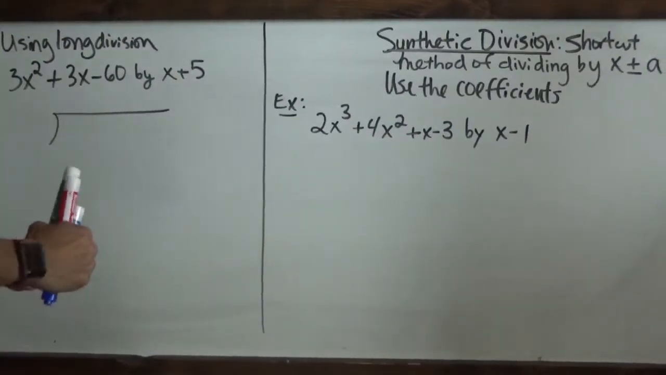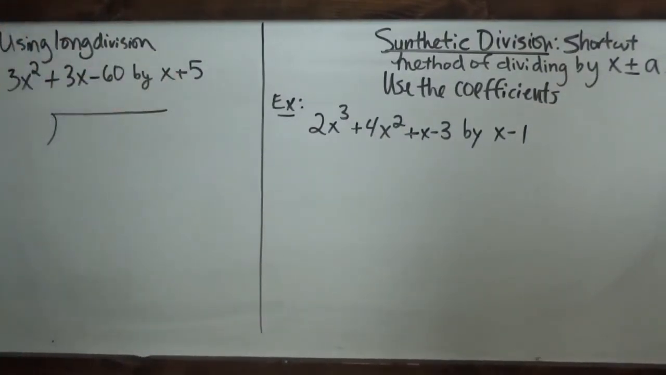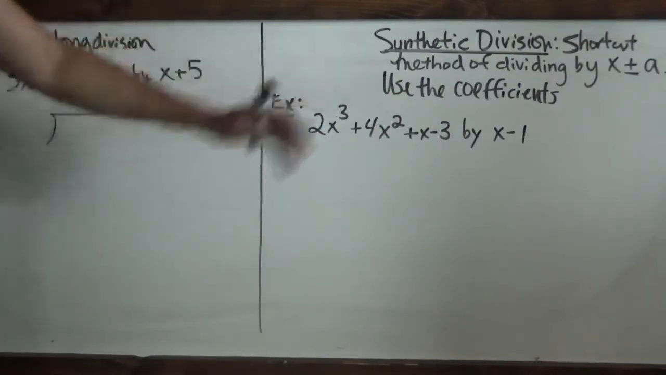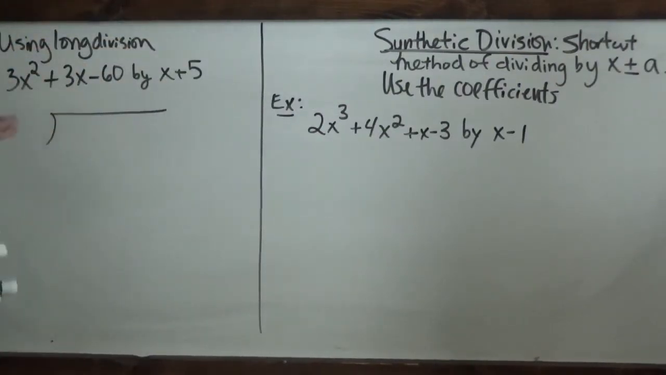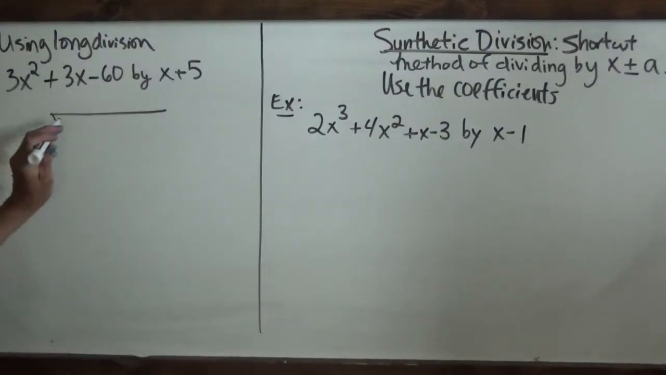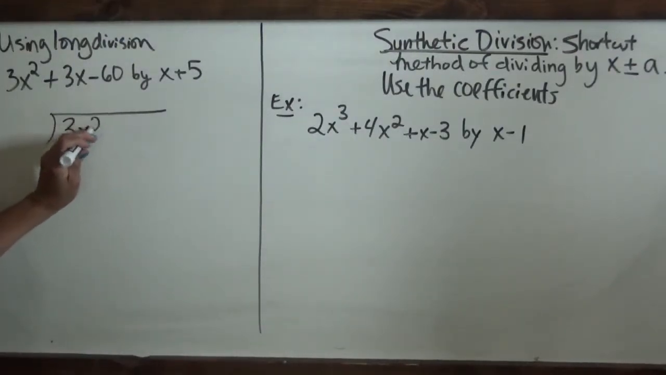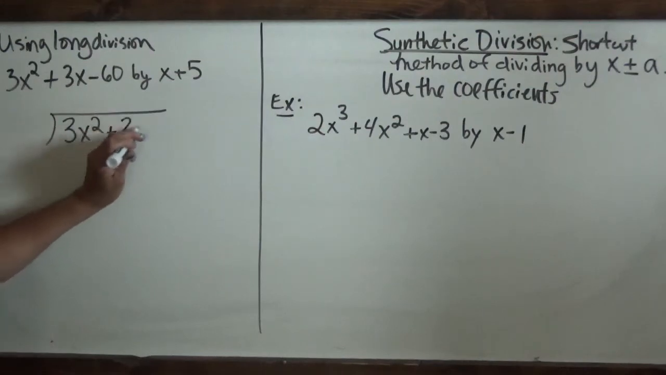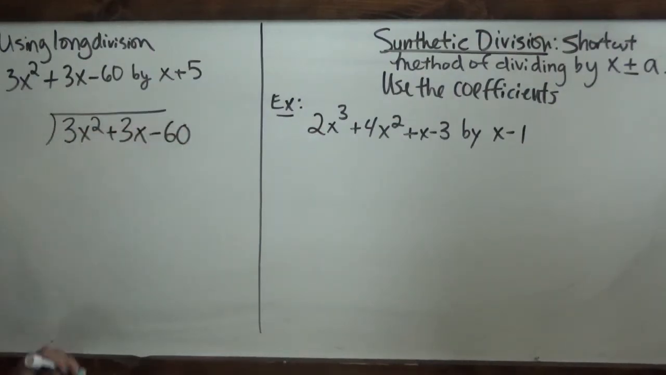Alright, we're going to start this video still with long division. We are going to get to synthetic, I just want to do one more long division problem. So we're taking this polynomial and dividing it by x plus 5. Let's put the dividend underneath the house. X plus 5 is on the outside.